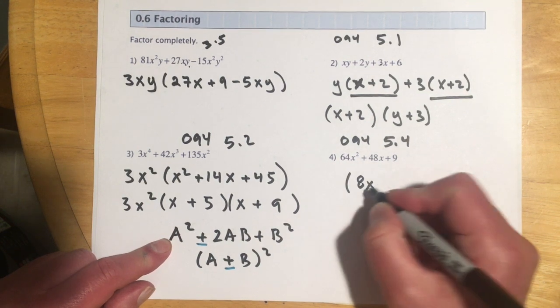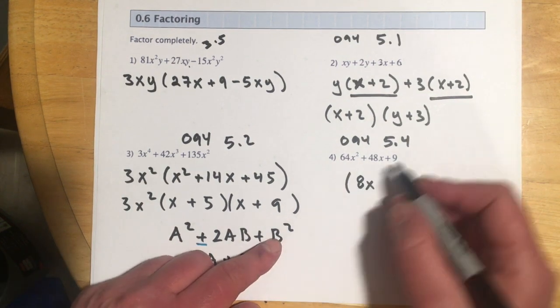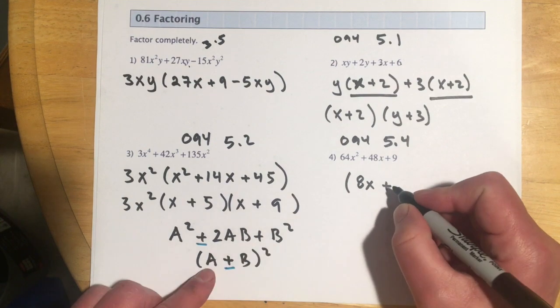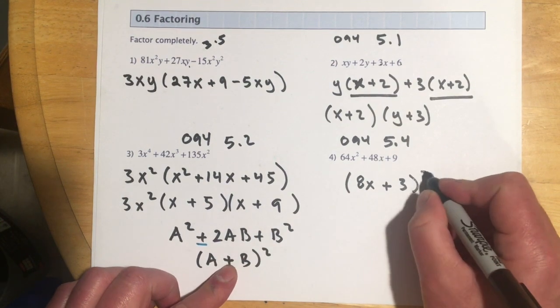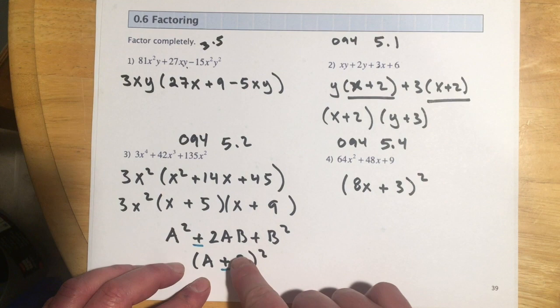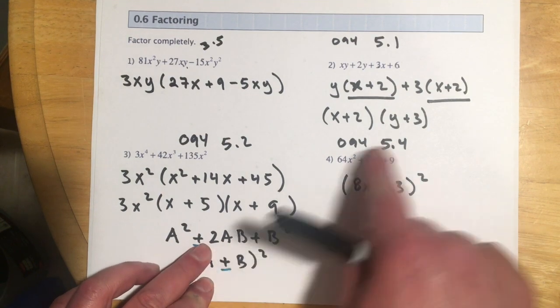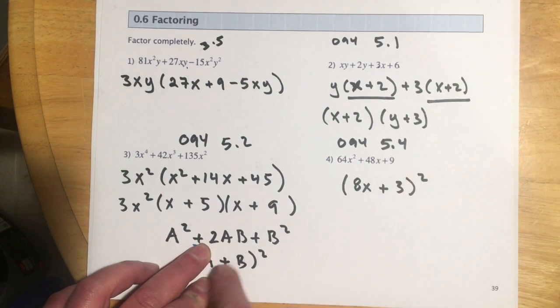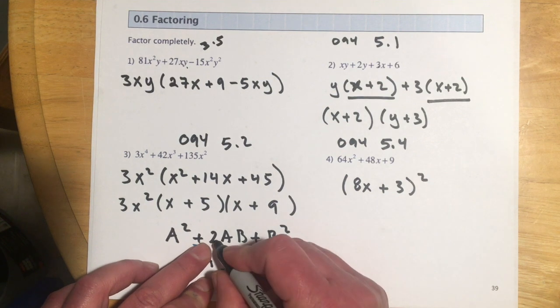So that would be 8x. And then what times what makes 9? There's a plus in there, and that would be 3. And then to check and see if this is really what I think it is, I always pretend like it's going to work, and then I check myself and make sure it does.